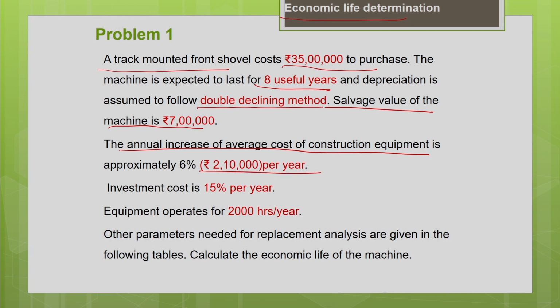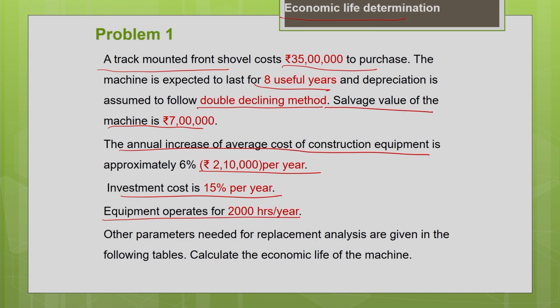So this also needs to be considered during the replacement analysis, and the cost of investment is 15% per year. So you can consider this as a percentage of the book value of the machine. Then the equipment is going to operate for 2000 hours in a year. So the annual usage is given as 2000 hours.